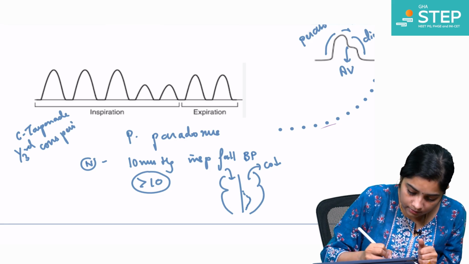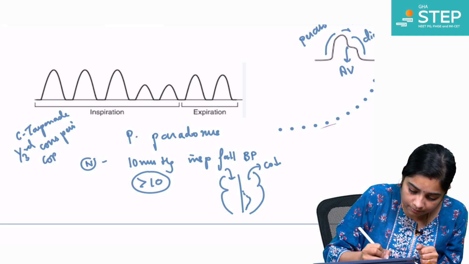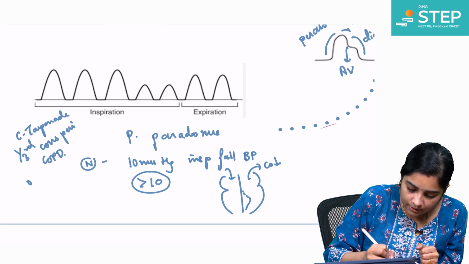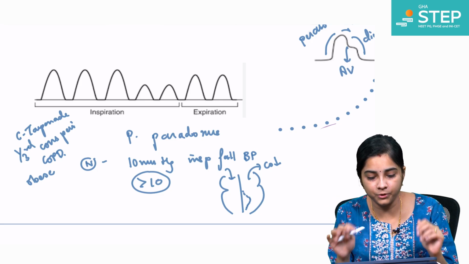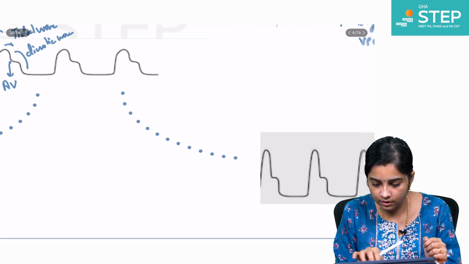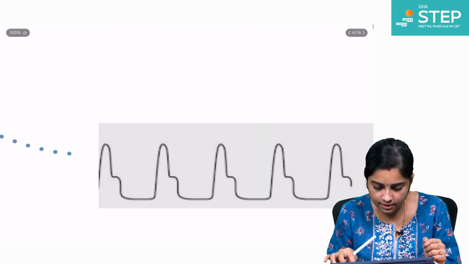It can be seen in acute asthma or COPD. Sometimes it can also be seen in very severely obese individuals. Okay, so I hope you have understood pulsus paradoxus. Now let us see what is this pulse waveform.